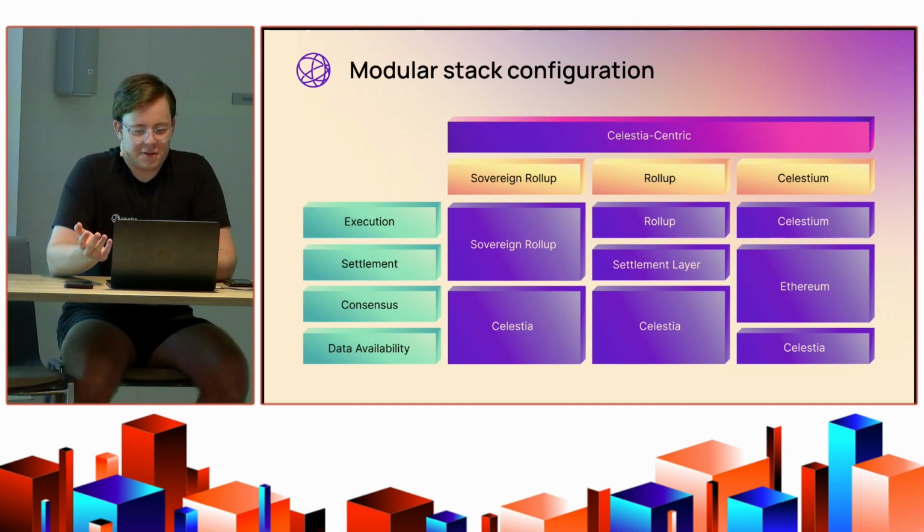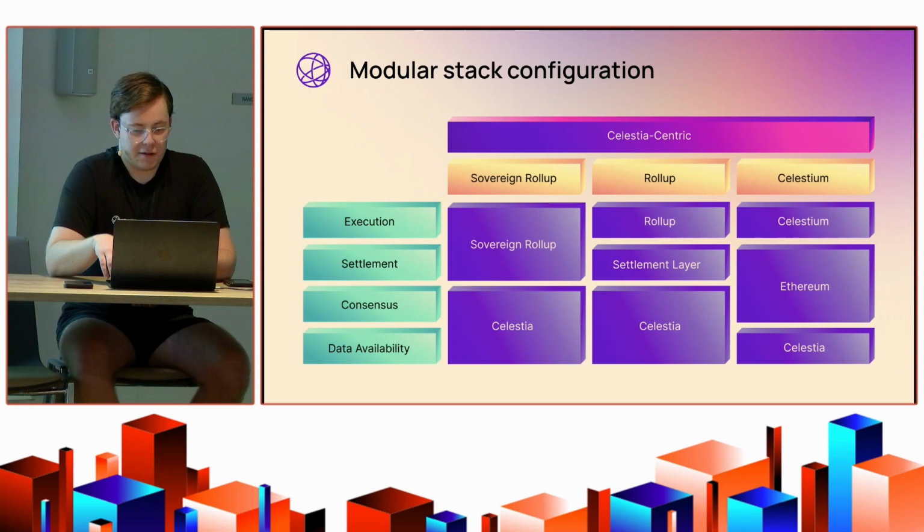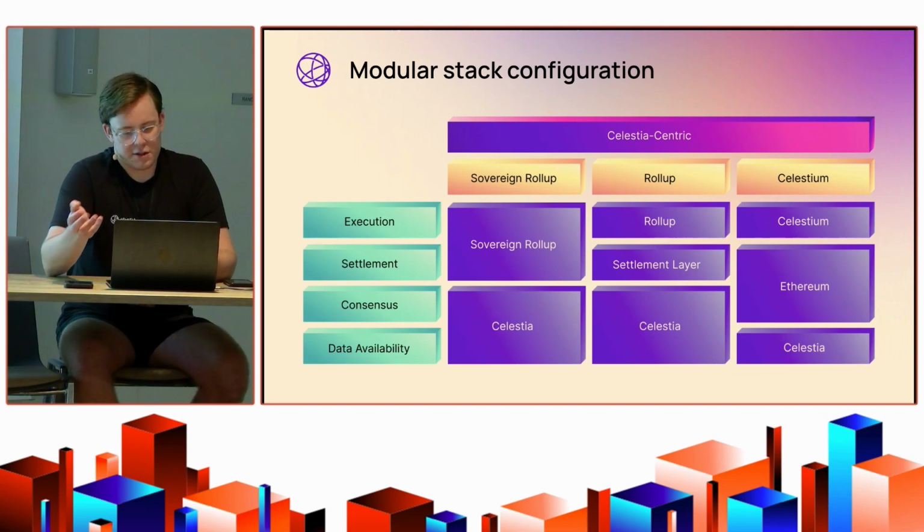Then we have something called a Celestium where execution happens on the Celestium, but settlement and consensus happen on Ethereum. And basically call data just gets posted to Celestia instead of Ethereum. And call data isn't something that we really need to post to Ethereum all the time, so that's the reason that you can split that apart and kind of offload a little bit of your data availability to a data availability layer like Celestia or Avail.